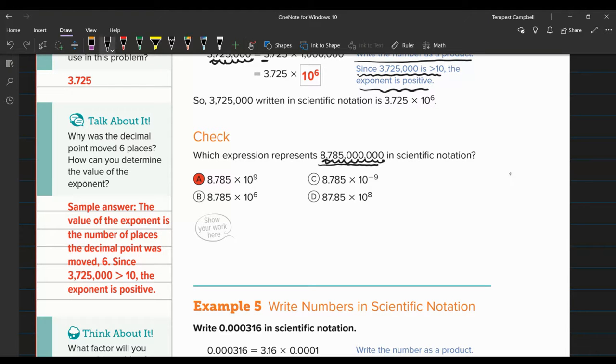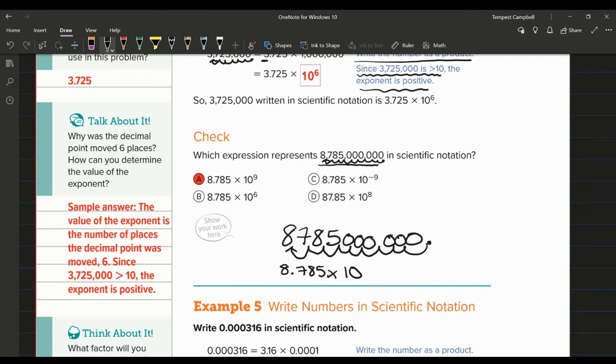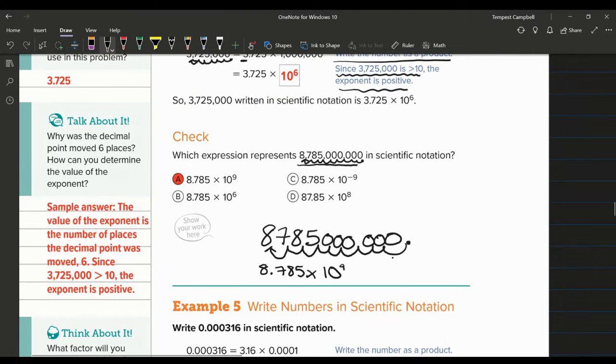If you need to show your work, write 8, 7, 8, 5, 0, 0, 0, 0, 0, 0. We start with our decimal. We go 1, 2, 3, 4, 5, 6, 7, 8, 9. And we put our decimal here. So we have 8.785 times 10 to the positive power. And we said 9. Okay, let's try this next example.